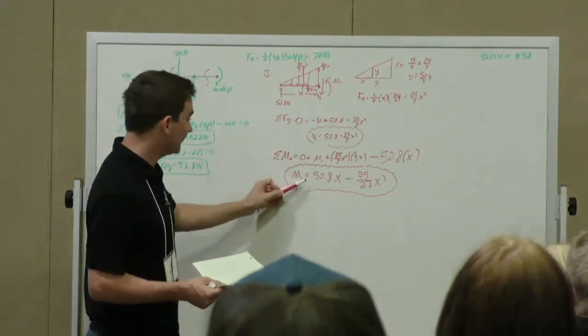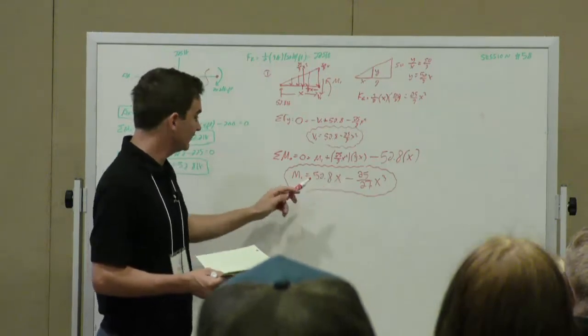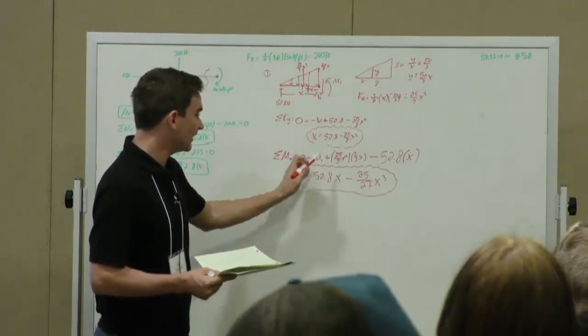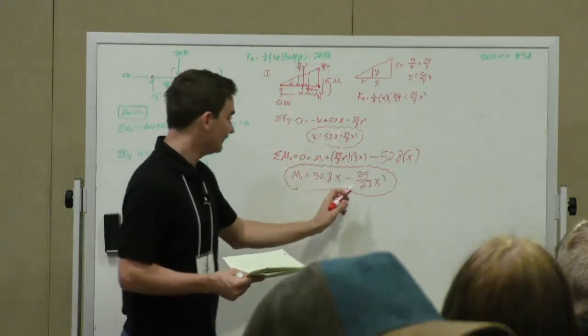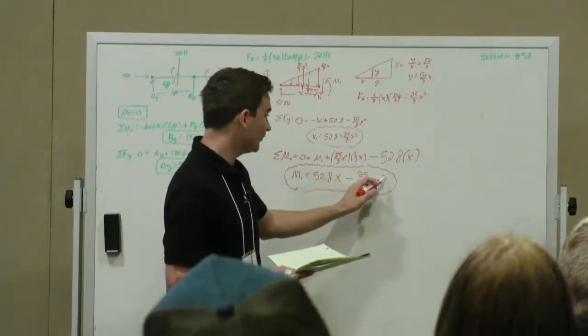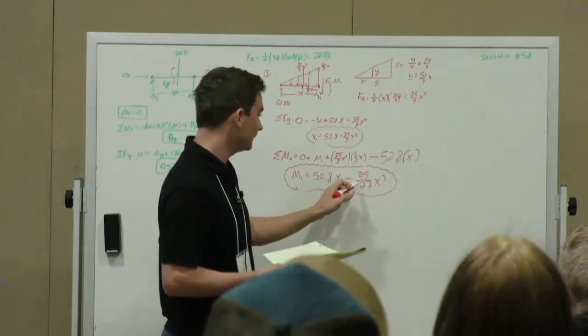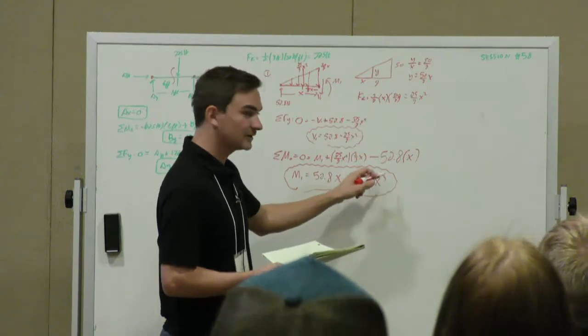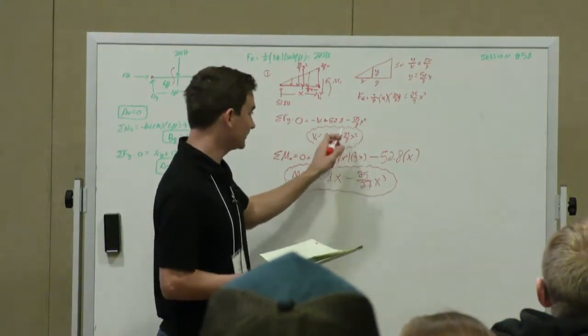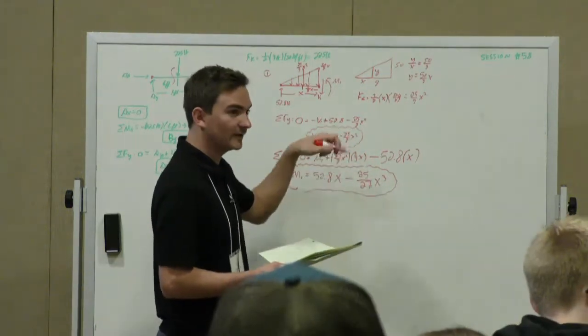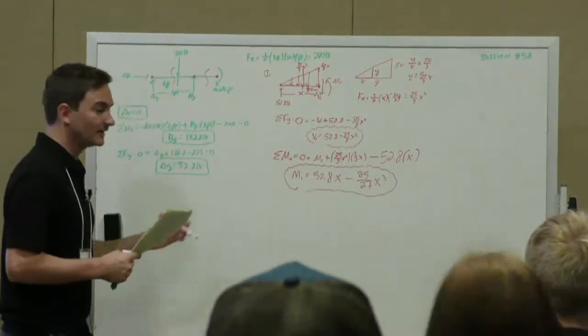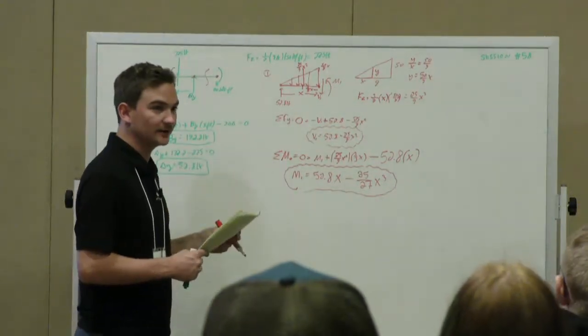So if we take the derivative of our moment with respect to x, so this x will go away, we just have 52.8. And if we take the derivative of this, we pull out the 3, so we have 25 times 3 divided by 27, x squared, which is this. The 3 will cancel with the 27, so we have 9 left on the denominator. So that's a good way to double check to make sure your equations are right.